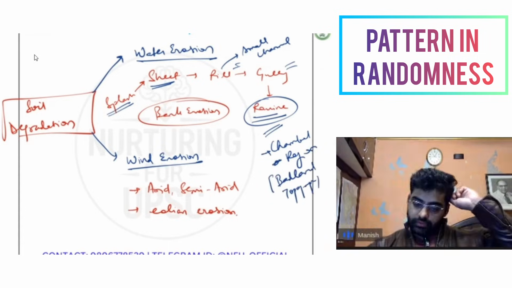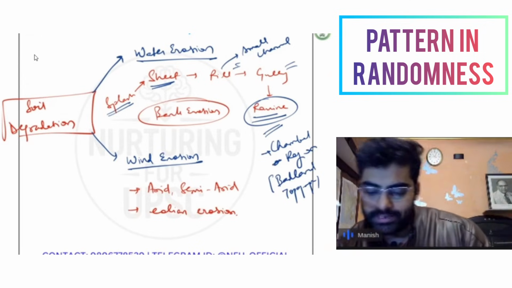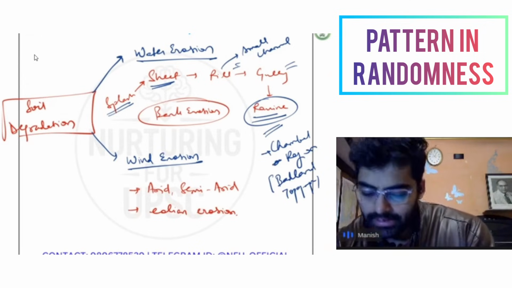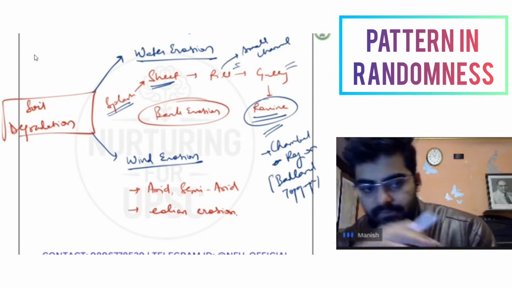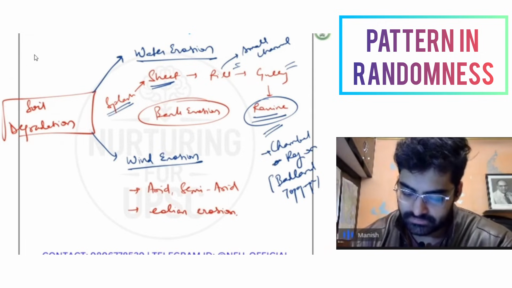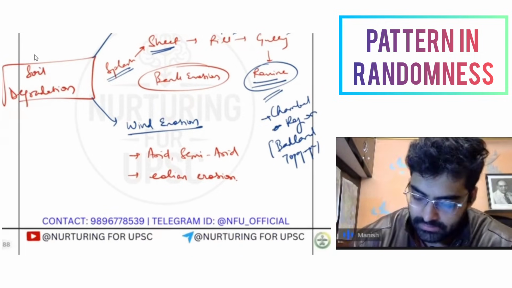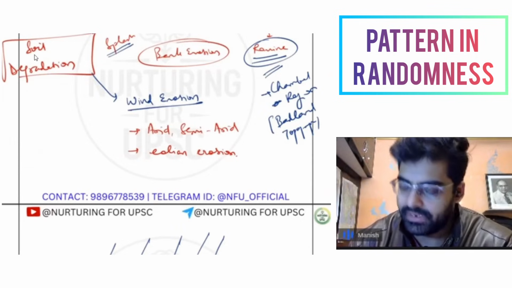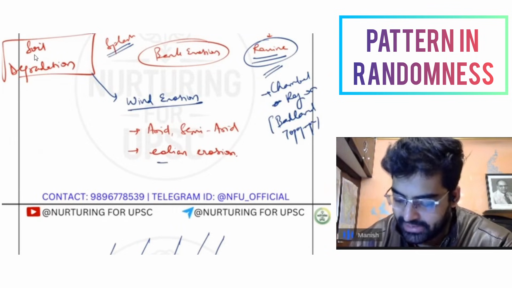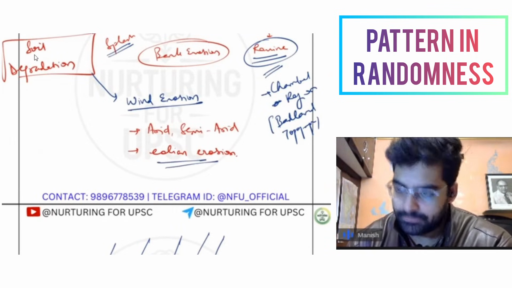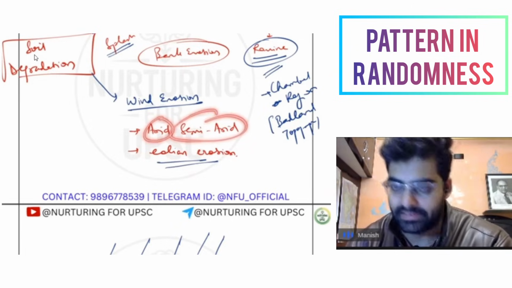All right. So water erosion is of two types. One is due to rainfall, and another is due to the flow of river, which is known as bank erosion. And another type of erosion is wind erosion. It is also known as aeolian erosion, and it is prominent in arid and semi-arid areas. All right.